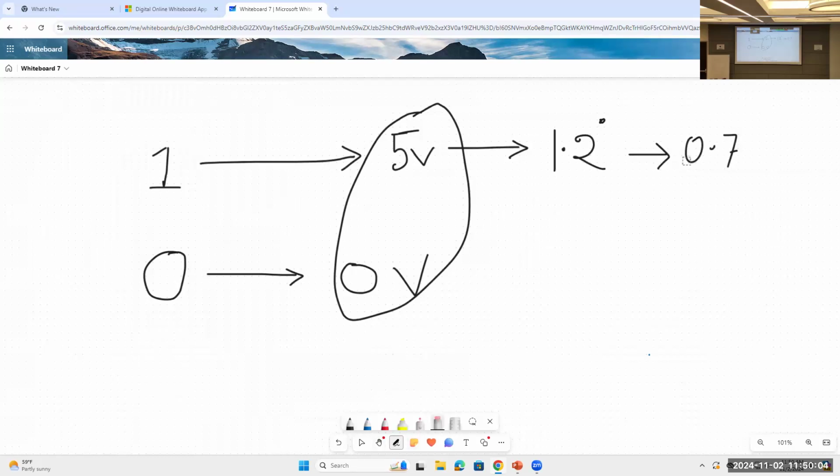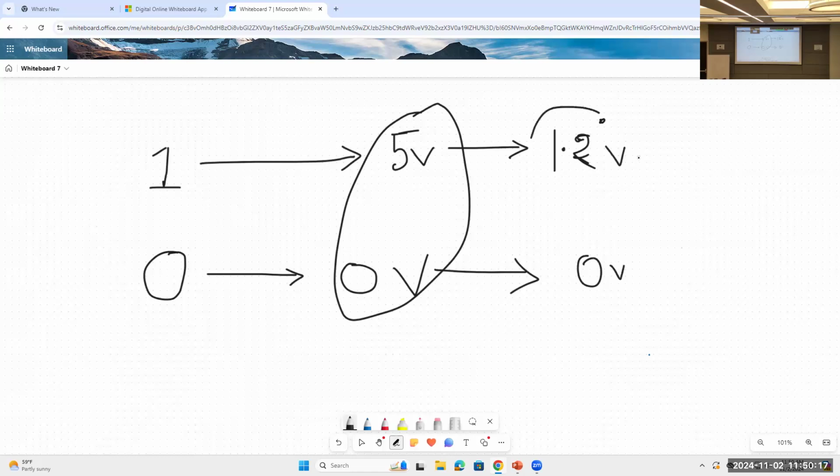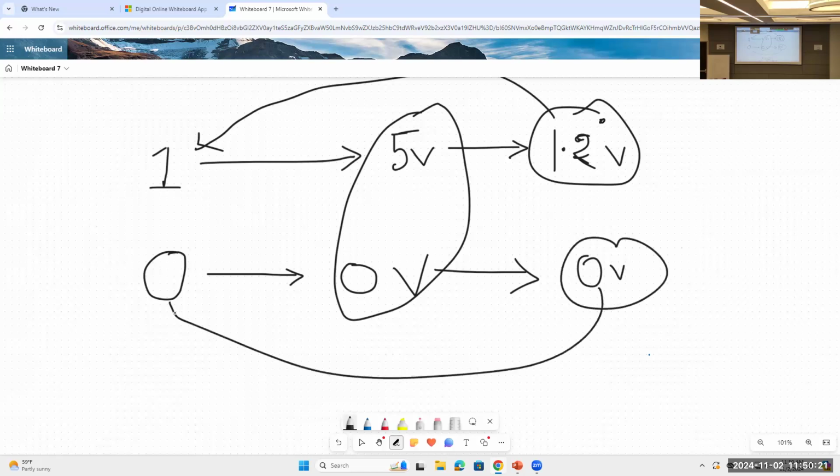Whatever, let's just deal with 1.2. So in modern day processors, we use 1.2 volt as high voltage and 0 volt as low voltage. I mean, we represent 1.2 volt as 1 and 0 volt as 0. This 1 and 0 is just a representation, nothing else. The higher level of voltage is represented as 1 and the lower level of voltage is represented as 0.